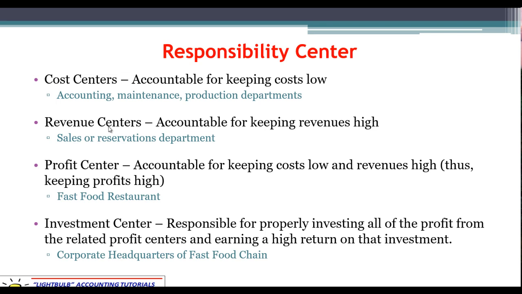Then we have revenue centers, which are actually a little bit unusual, and they're probably the least common of this group. To actually separate this into a center, their goal is to keep revenues high, according to whatever the budget is. So you can't say that they have zero cost, whereas with a cost center you can say they have zero revenue. But with the revenue center, you can't say they have zero cost. It's just that the cost is not as important, and we're not focusing on it.